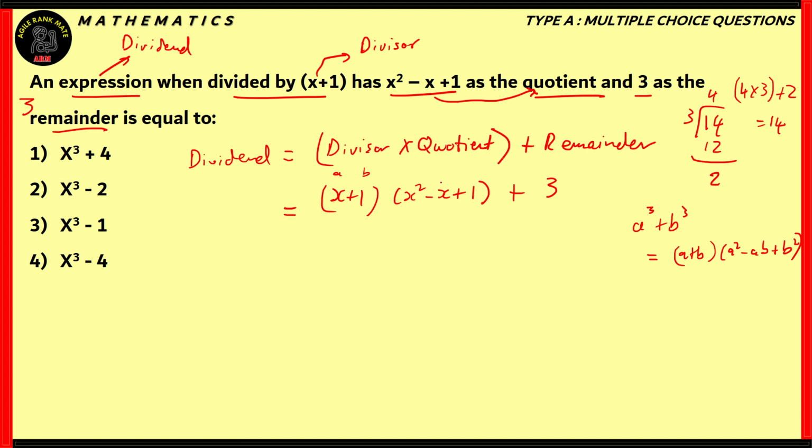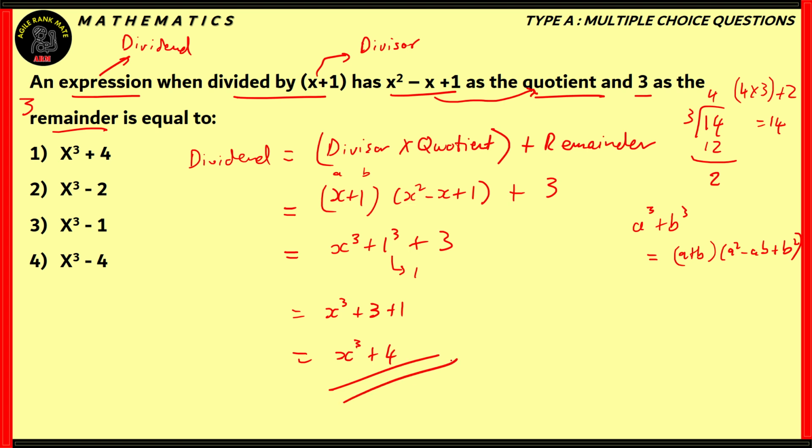then it will be a plus b times a squared minus ab plus b squared. So therefore, this particular expression fulfills the cubic identity. So we can convert it in terms of this particular identity. So what we get is x cubed plus 1 cubed, plus 3. Now 1 cubed is obviously 1, so therefore x cubed plus 3 plus 1. So therefore the final dividend would be x cubed plus 4.